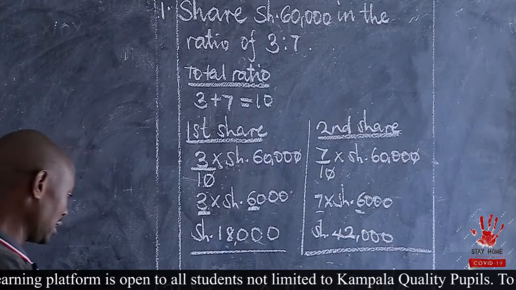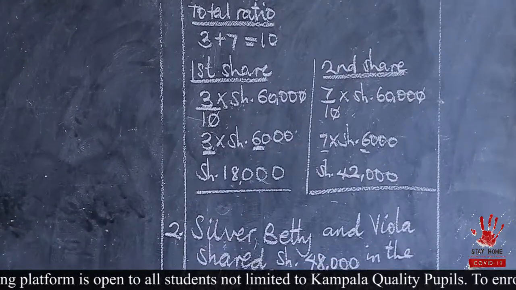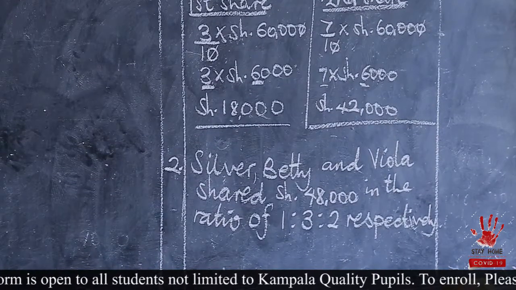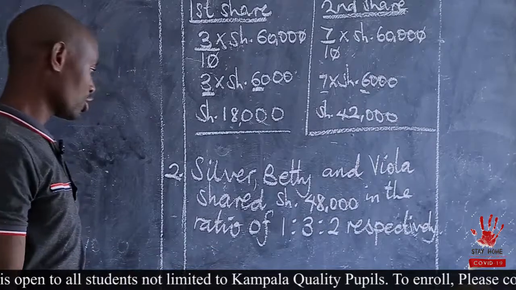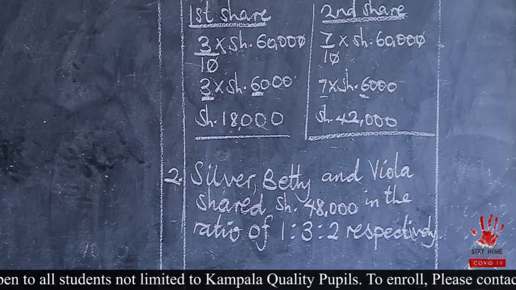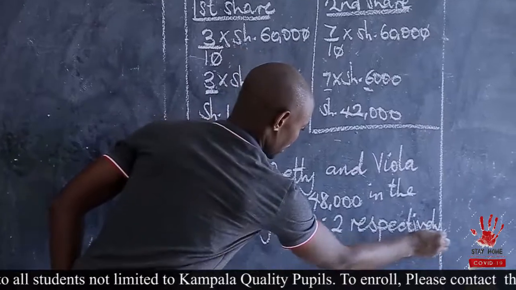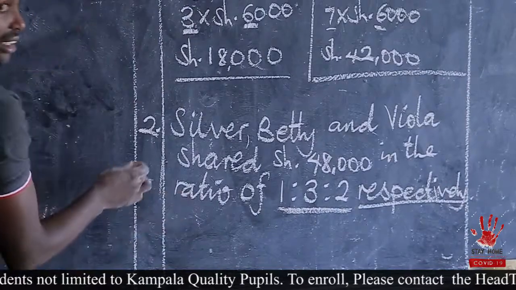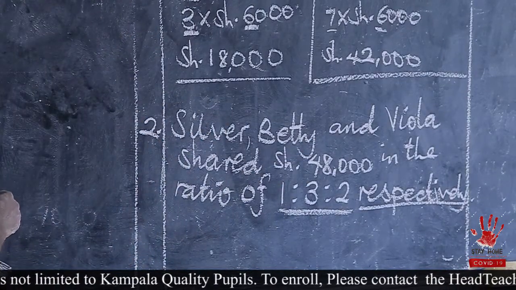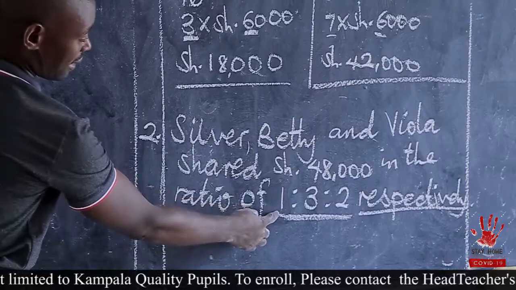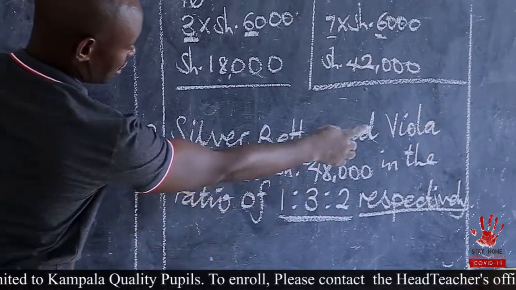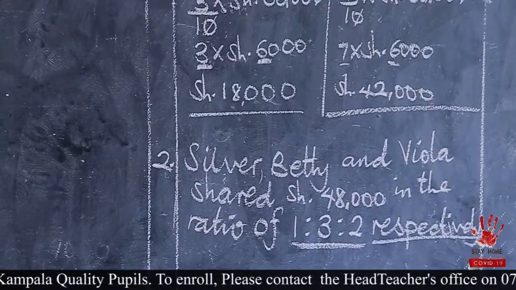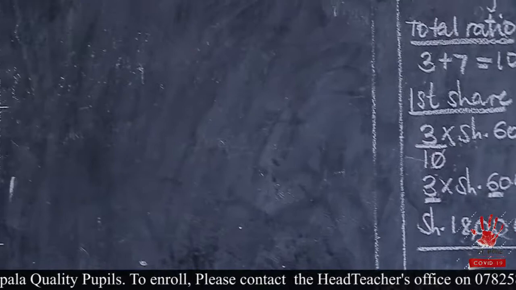We have another one whereby Silver, Betty, and Viola shared 48,000 shillings in the ratio of 1 to 3 to 2 respectively. I told you that when I say respectively, it means the way I have arranged these ratios is the way the names are arranged. Therefore, Silver has 1, Betty has 3, Viola has 2. So, can we go ahead and answer the question? How much did each get?